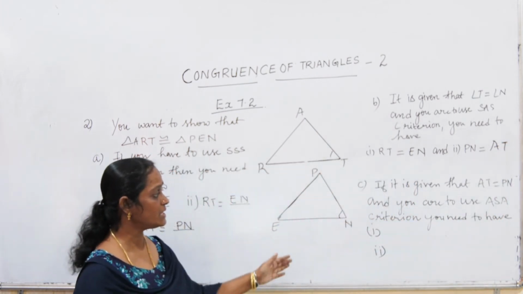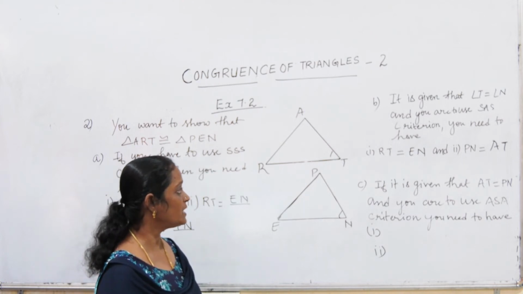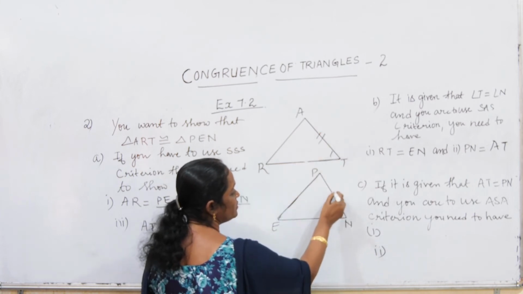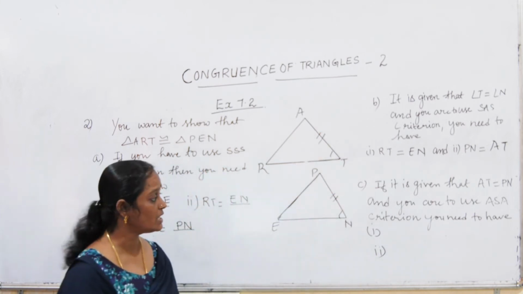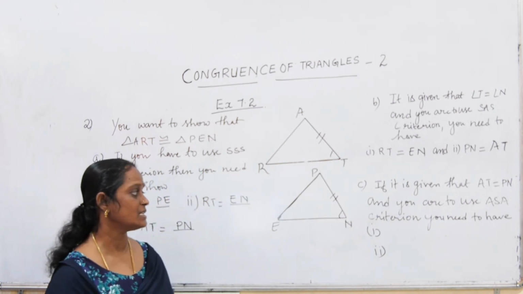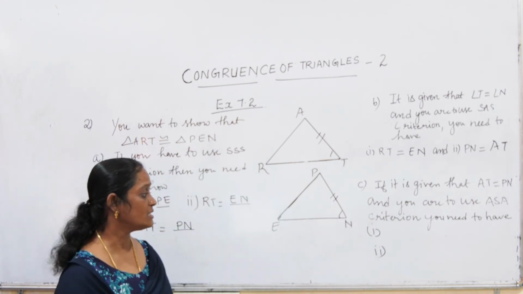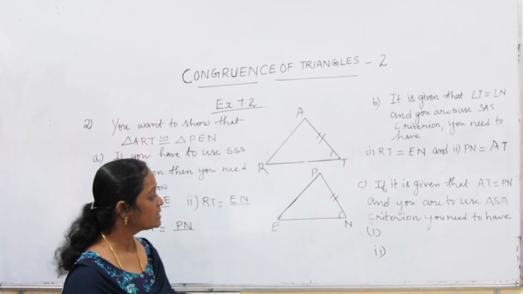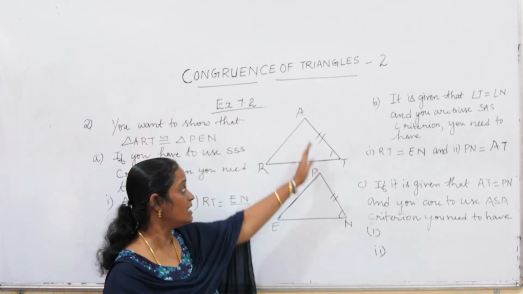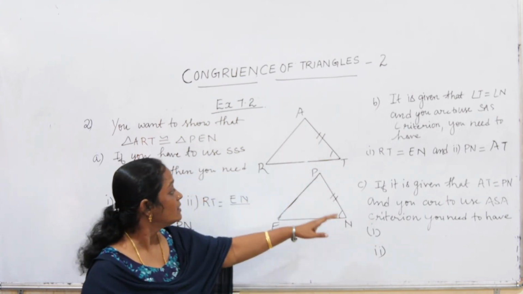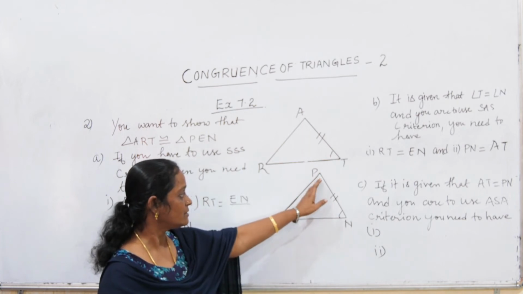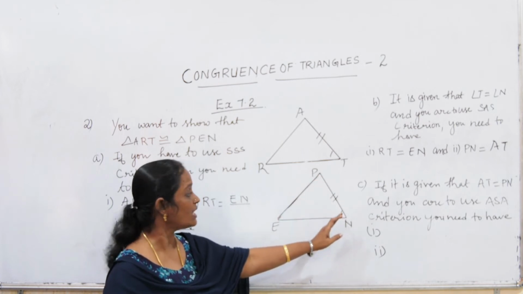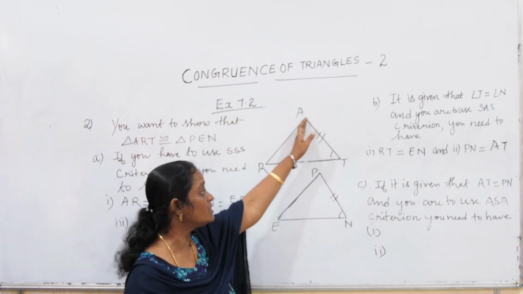Next, the third one. It is given that AT is equal to PN, and you have to use the ASA criterion, angle side angle criterion. Nothing else is given here, only this side is given equal, AT is equal to PN. This side is included between these two angles, angle P and angle N. Here also AT is included between these two angles.